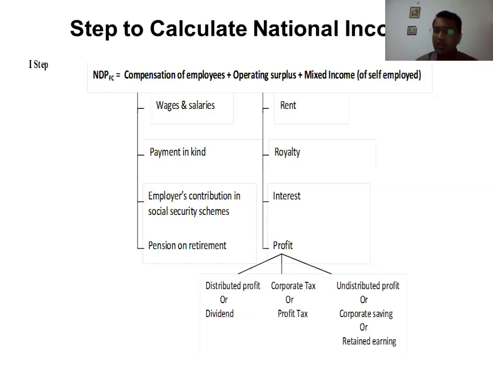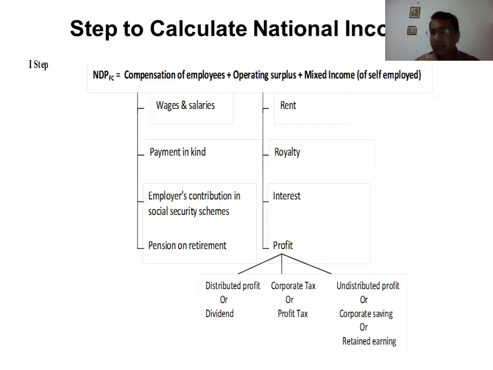And pension on retirement is also a part of compensation of employees. But old age pension is not a part of the compensation of employees, because they receive it without doing any work. So here, pension on retirement is part of the compensation of an employee.